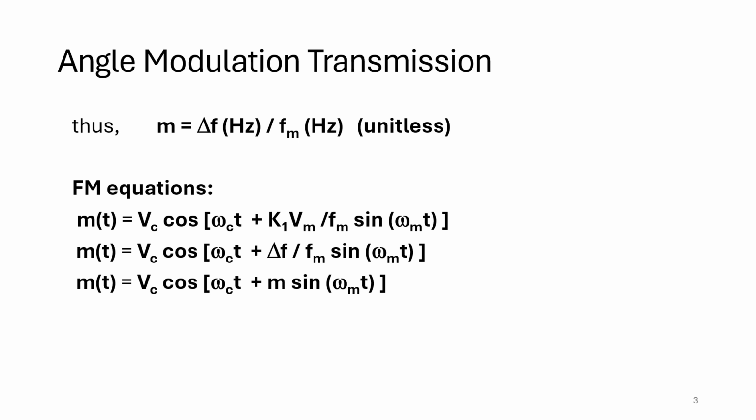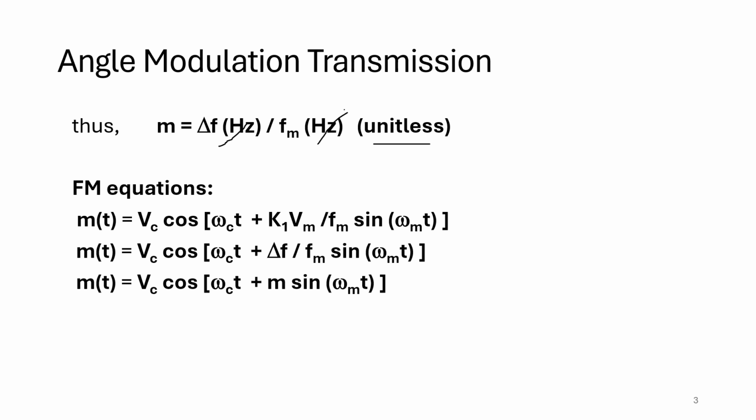We have already discussed this in the last video. This is delta F divided by the modulating signal frequency. Delta F is in hertz, and the modulating frequency is also in hertz, so hertz and hertz will be cancelled out. Therefore, unlike in PM, wherein M is in terms of radians, in FM the modulating coefficient or the modulation index is unitless.